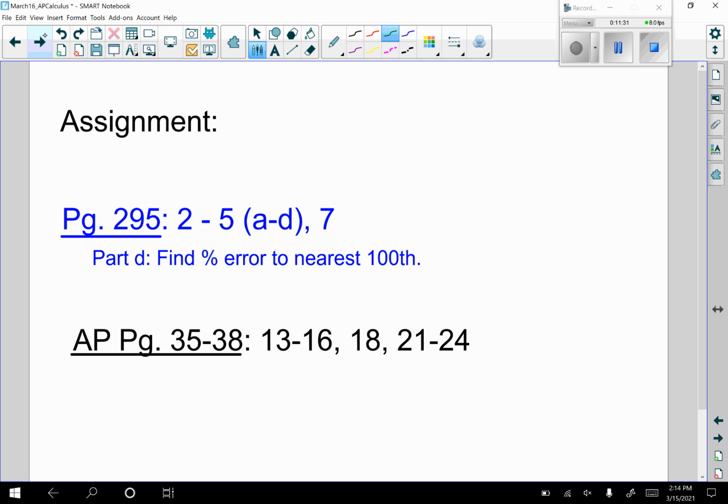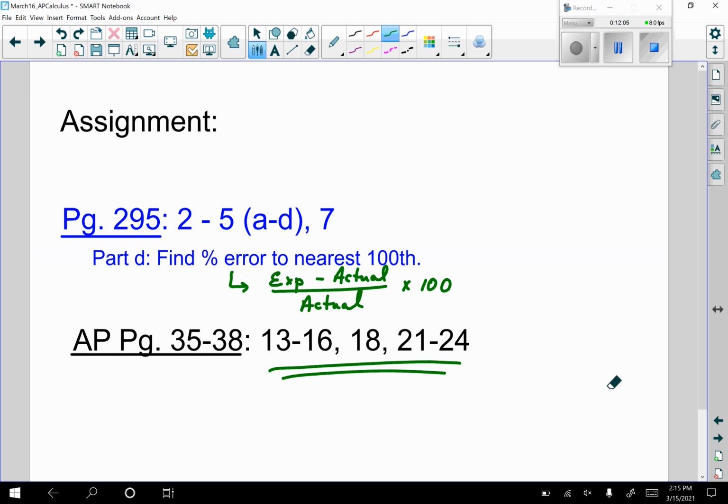All right, so your assignment on page 295, please complete numbers 2 through 5, parts A through D, and number 7. Now the part D should be written in the book, but we're looking for the percent error. And the calculation here is you just take your experimental minus the actual, so your approximation minus the actual, divided by the actual, and then multiply it by 100.